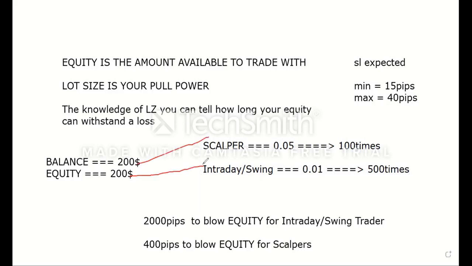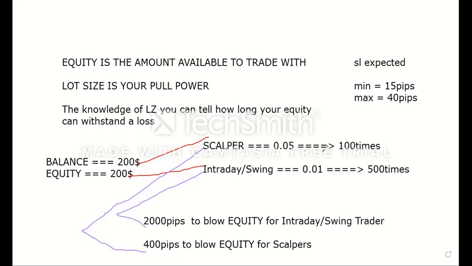So I'm going to brief this again. As a trader, generally, I recommend you start your trading life with $200. So the lot size to use as a scalper, I recommend using a $200 account, I recommend you use 0.05. And as a swing trader, I recommend you stick to 0.01 lot size. So having that in the back of your mind, you know that you will need to lose 400 pips to blow out your $200 account as a scalper, and as an intraday trader, you need to lose 2,000 pips to blow your $200 account.